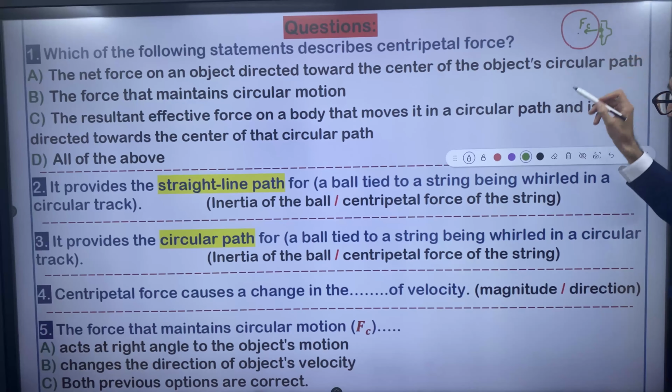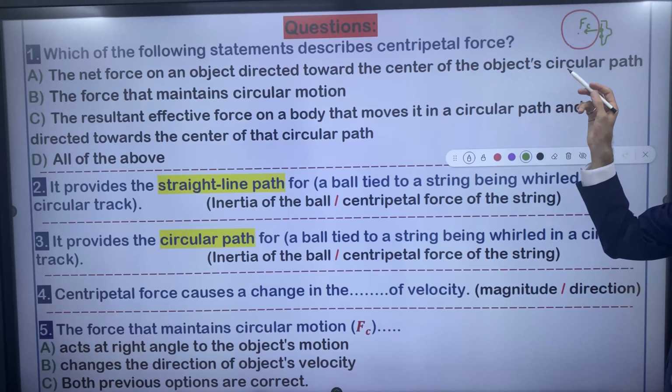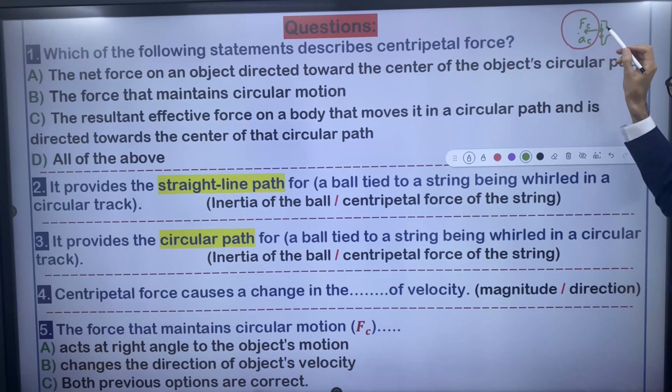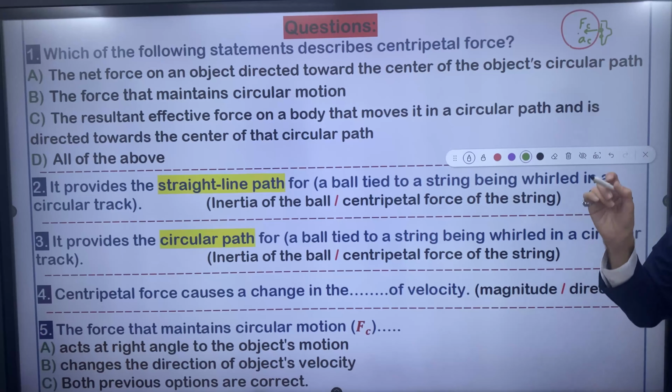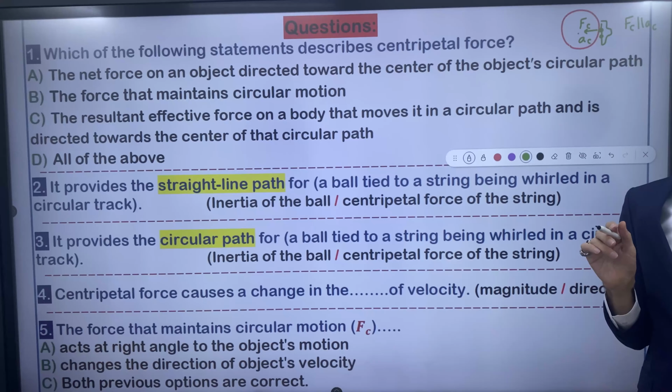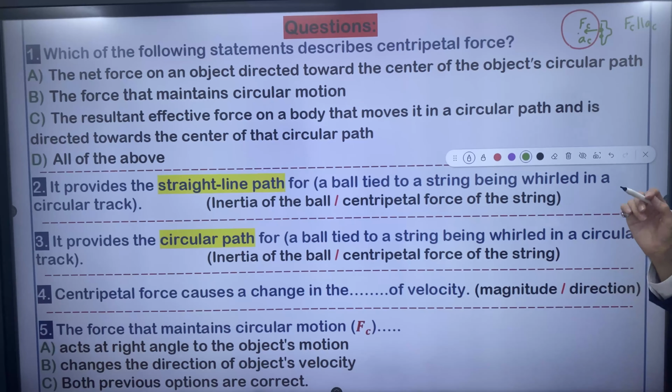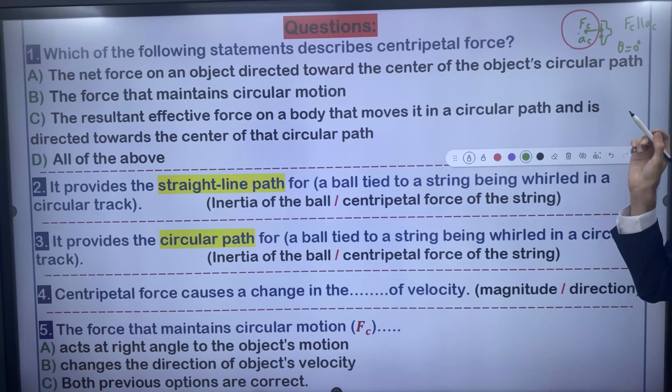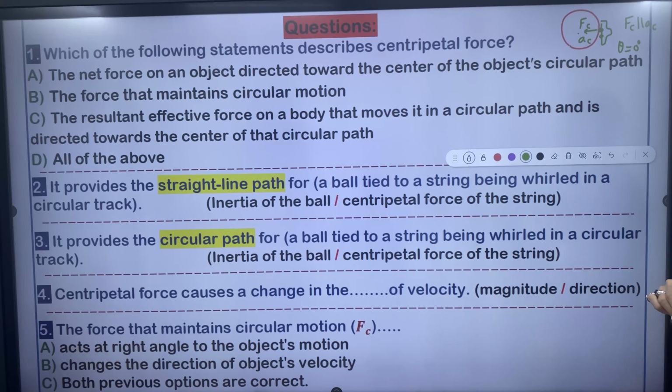I can say this green arrow is Fc and ac simultaneously. What does it mean? It means Fc is parallel to ac. Between any two parallel vectors there's a zero angle. So theta, the angle between centripetal force and centripetal acceleration, is zero.